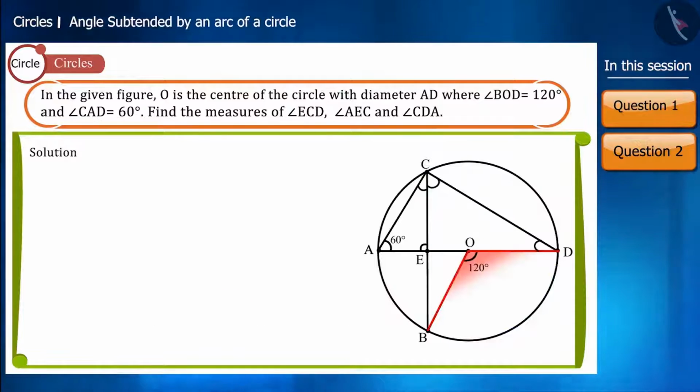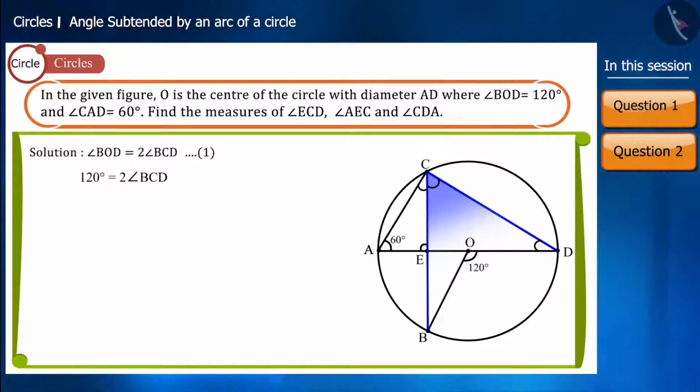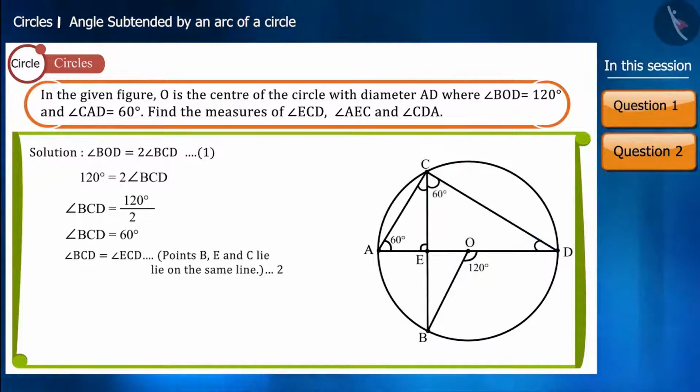Therefore, the measure of angle BOD will be twice the measure of angle BCD, which we can write in this way. We have been given the measurement of angle BOD. Here, we can find the measurement of angle BCD by substituting the angle BOD. We found that the measurement of angle BCD is 60 degrees. Therefore, the angle ECD will also be 60 degrees.